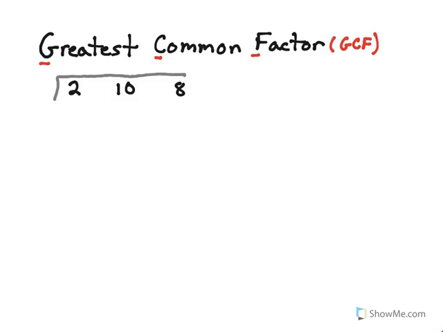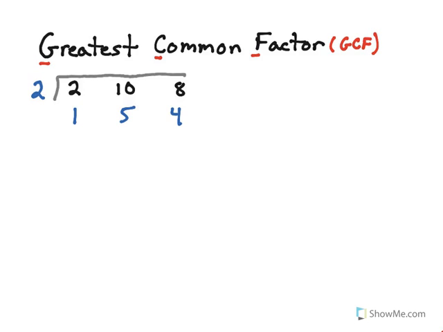The number that I can think of off the top of my head is in fact 2. So 2 divided by 2 is going to be 1. 2 goes into 10 5 times. 2 goes into 8 4 times. And then I evaluate the situation. Is there another number that will divide evenly into 1, 5, and 4 besides 1? And the answer is no.